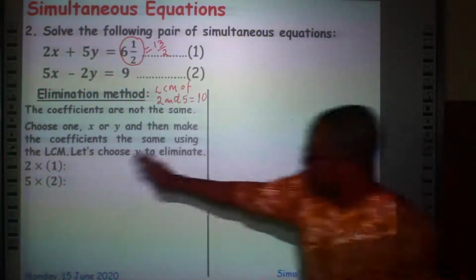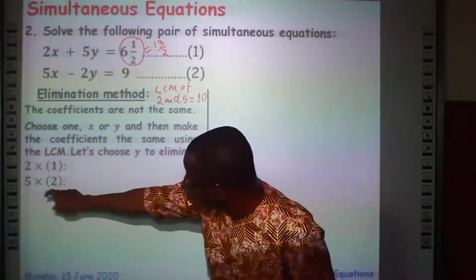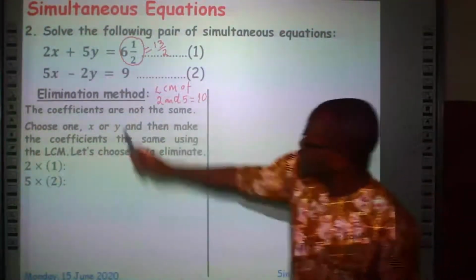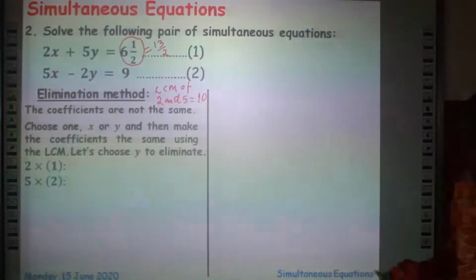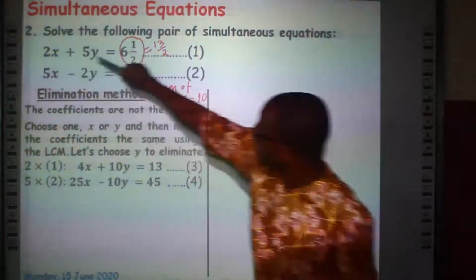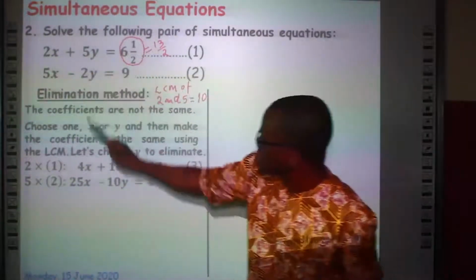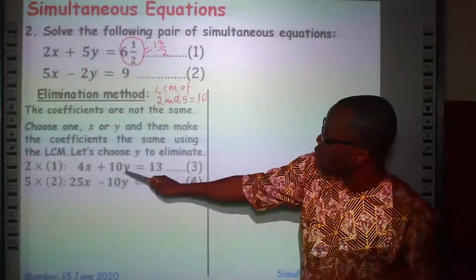Right, so we multiply the whole of equation 1 by 2, and then we multiply the whole of equation 2 by 5. So 2 times 2x gives you 4x. Well, this is what we have. Equation 1, so you multiply the whole of that by 2. 2 times 2x gives you 4x.